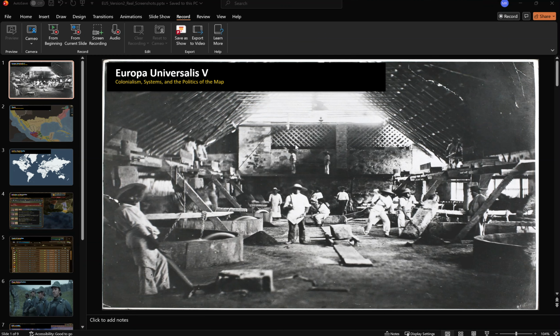Yeah, so for my presentation, we're going to be looking at Europa Universalis 5, a strategy game made by Paradox that, unlike many others, actually represents colonialism. It actually has mechanical colonialism, so I thought it would be a great idea for us to look at this mechanic and see how exactly it's going to be interacting.